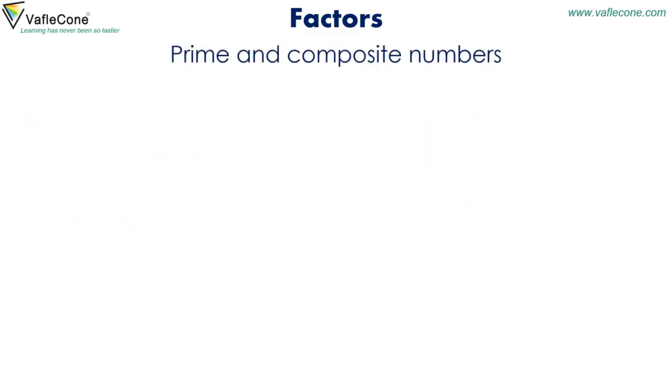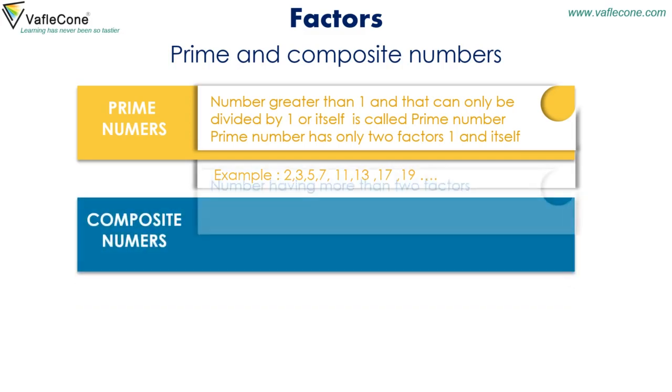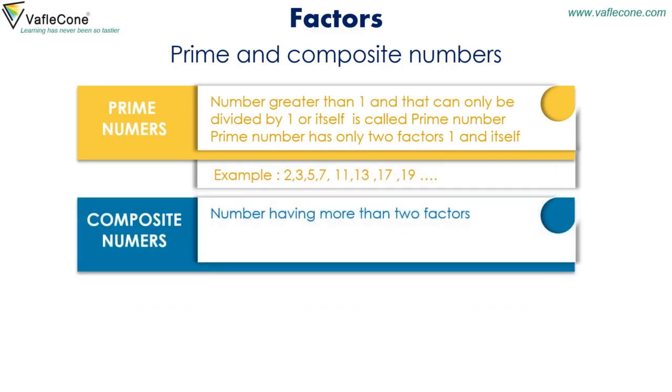Prime and composite numbers. Prime numbers. A number greater than 1 that can only be divided by 1 or itself is called a prime number. Prime numbers have only two factors, 1 and itself. Examples: 2, 3, 5, 7, 11, 13, 17, 19. Composite numbers. Numbers having more than two factors. For example 4, 6, 8, 9.